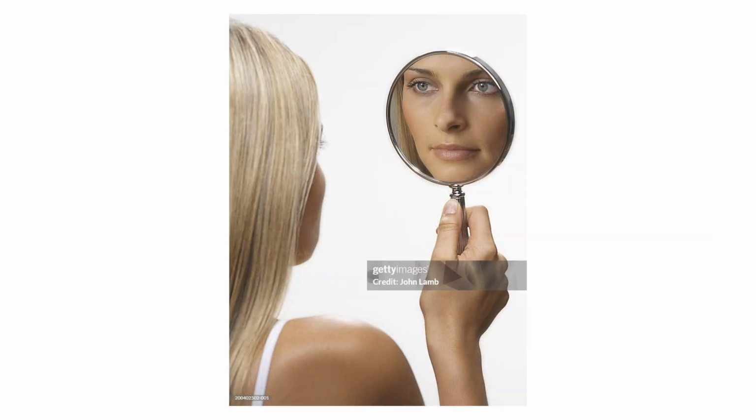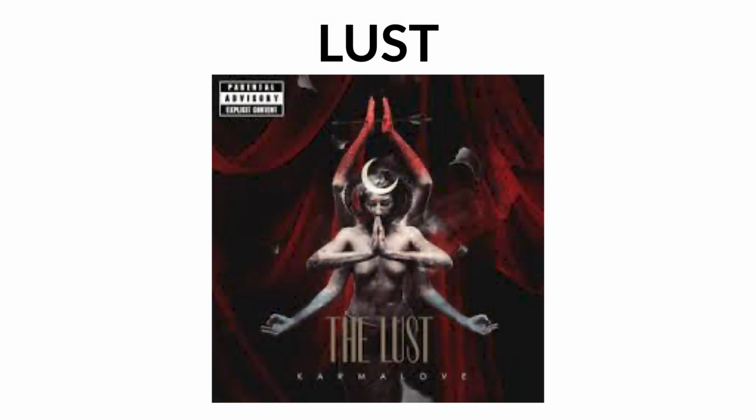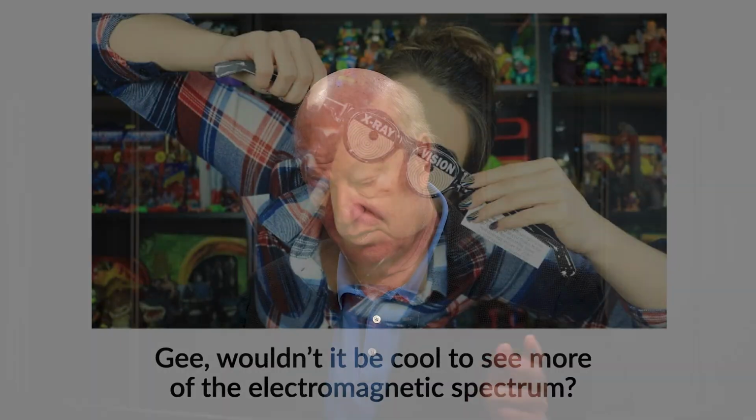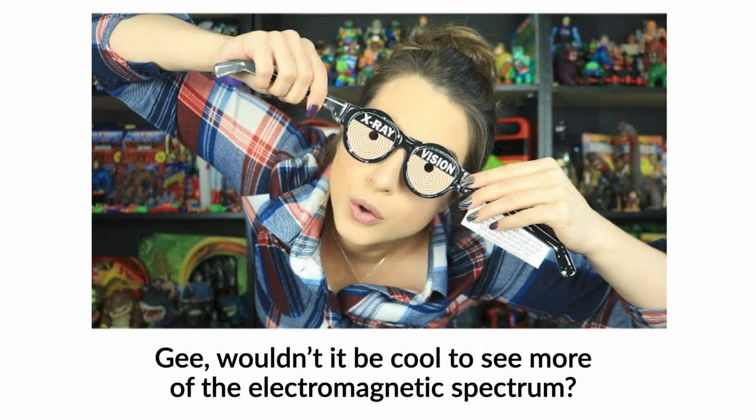There's the idea. It wasn't confined to ladies. I don't mean to imply that. I had a guy in there. We have the lust lens. Now, how do you have a lust lens? I remember thinking this. Visible light is only part of the electromagnetic spectrum. That's a small part. You have radio and electricity and gamma waves and whatever, UV, infrared. Why? Who wants to be stuck with just plain old visible light only? Wouldn't it be cool to see more of the electromagnetic spectrum?